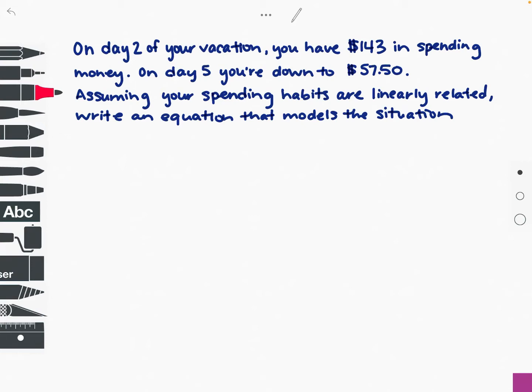On day 2 of your vacation, you have $143 in spending money. On day 5, you're down to $57.50. Assuming your spending habits are linearly related, write an equation that models the situation.